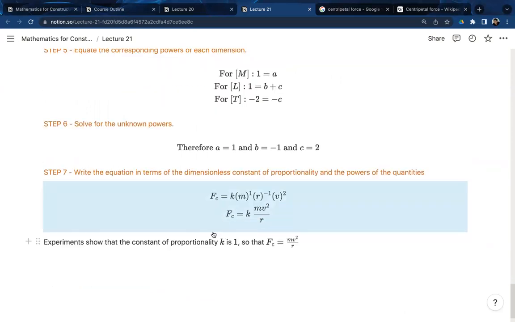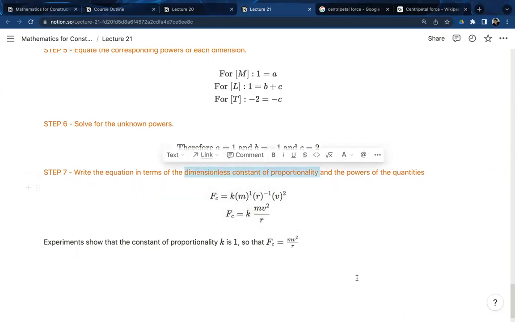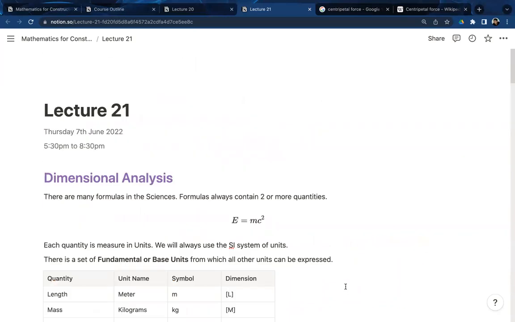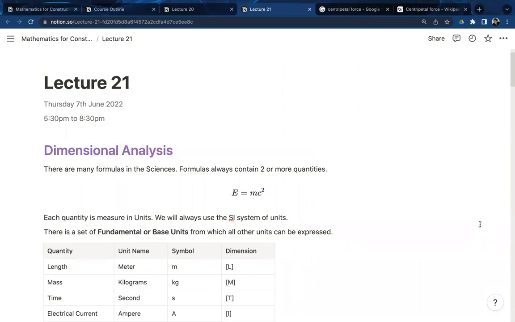So this is your final answer here. See this part here, FC is equal to KMV squared over R. This is your final answer. It had to be an equation and it had to have K in it. And you have to say K is the dimensionless constant of proportionality, okay? That's really all there is to this topic. This is the meat of the matter. This is really what I wanted to teach you in dimensional analysis: how to arrive at a formula.